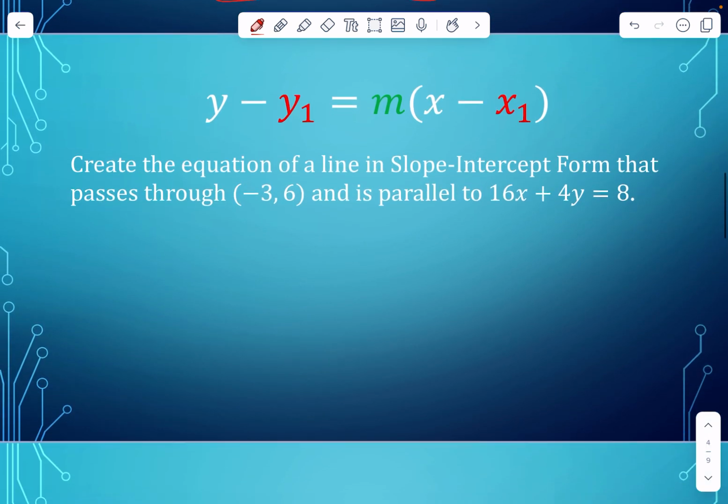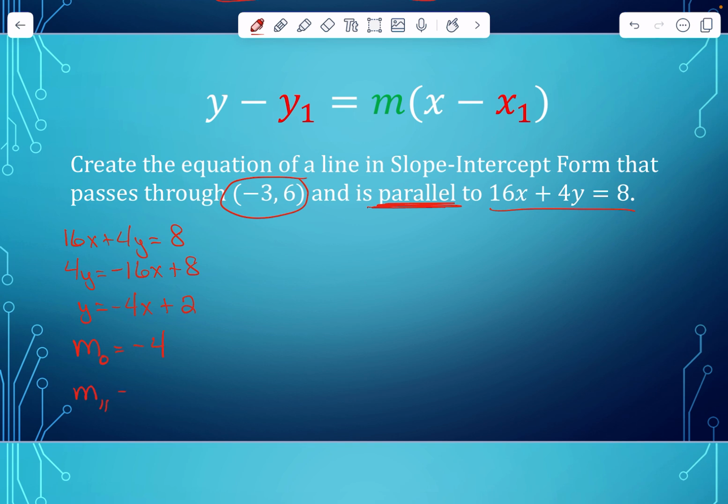Okay, let's try another one. So again, we read through, here's my point. I want it parallel to this line. So the first thing I have to do is take this original equation and find the slope. So I'm going to minus the 16x. Then I'm going to divide by 4 to everything. So my original slope is a -4.